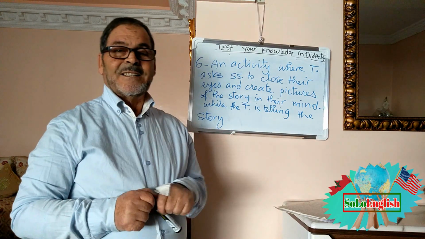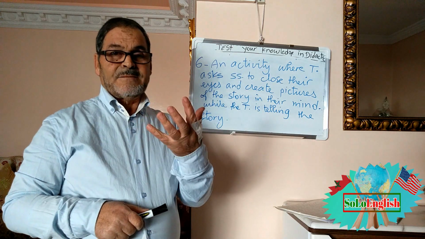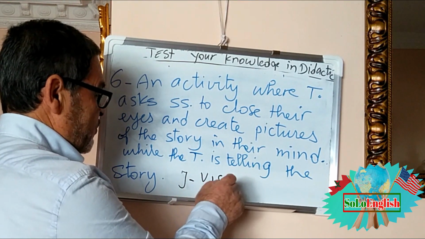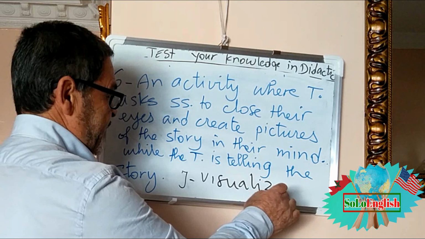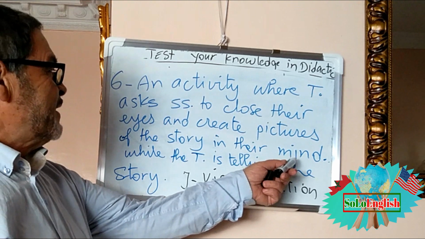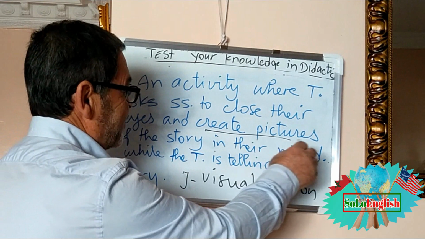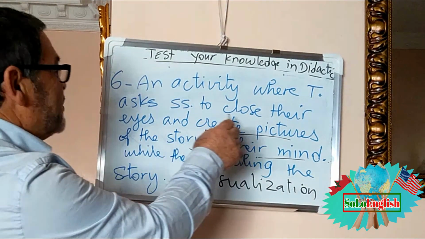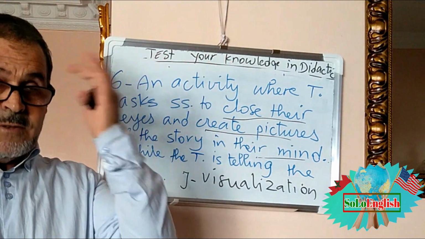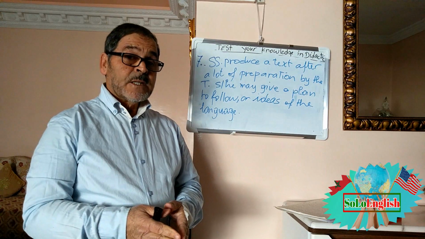Okay, so what is this? It links to what? It links to visualization. It links to G. So it's G, visualization. Here it is. Visualization, because we have mind, we have create pictures. These are the clues. Create pictures, their mind, close their eyes. So all these show that we are visualizing, we are imagining. Here you are. Let's pass to number 7. So we move to number 7.